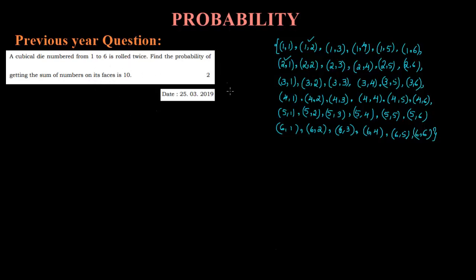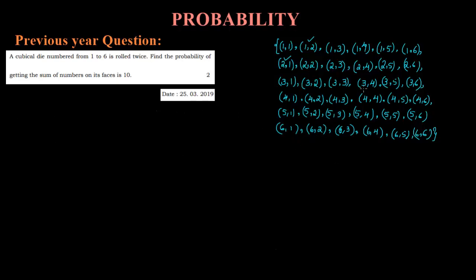Because there we have solved for the sum as 2, 3, 4, 5, so many. We need to just find the sum as 10. Find the probability of getting the sum as 10. The sample space I have just copied and pasted here, because it would again be time consuming for me to write. But at once, you need to write it. Okay, so let us write the probability.